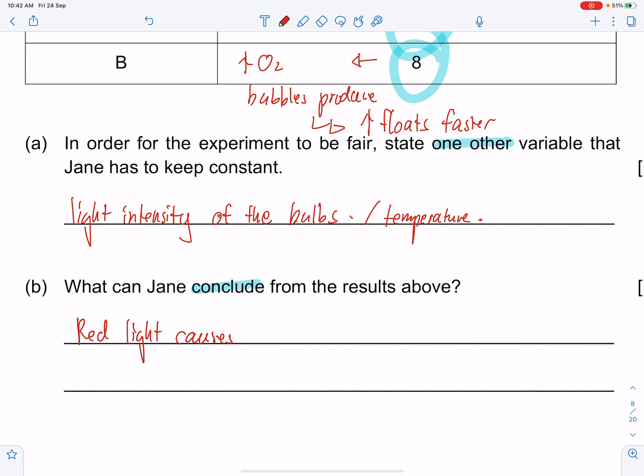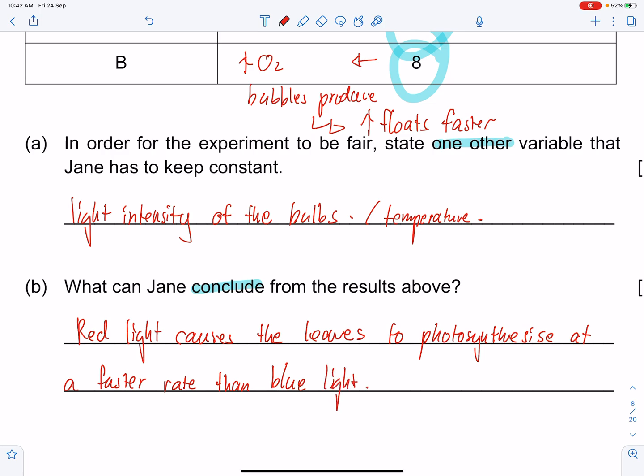So red light causes the leaf to photosynthesize at a faster rate than blue light. Now it is very important that you put these two comparisons here, red and blue, which some of you never did.